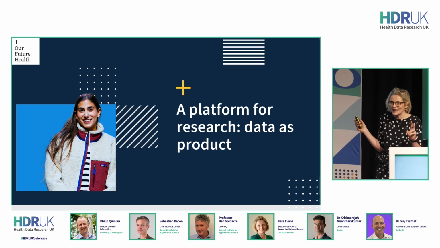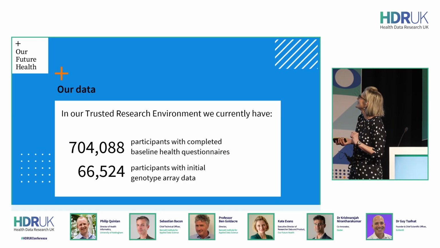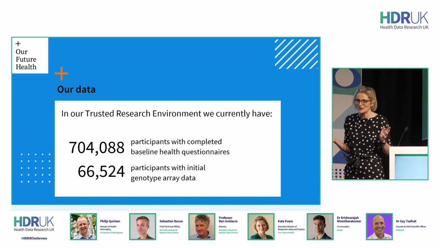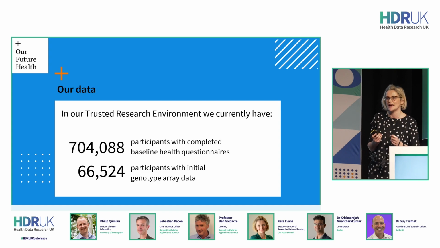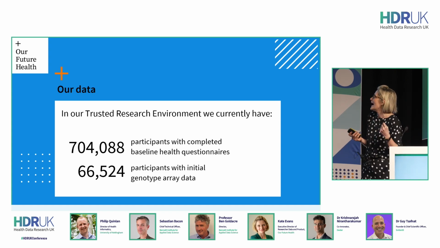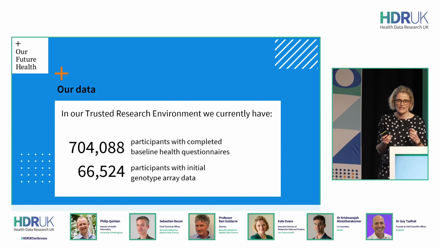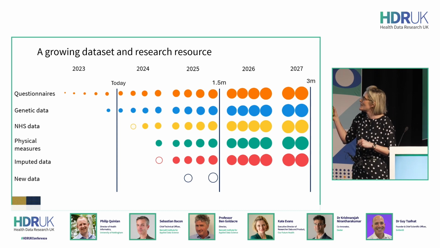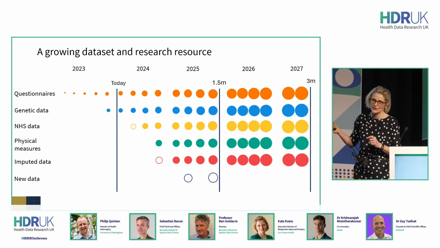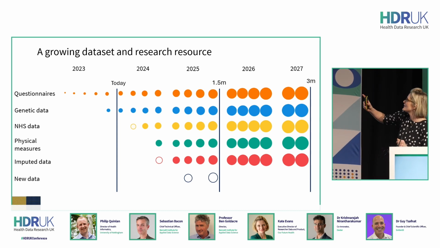So the bit that I get excited about, the data. So where we are today, in our trusted research environment, we have over 700,000 completed questionnaires from our participants and over 60,000 participants with initial genotype array data. But we're very much at the foothills of our program. We've only just started. So this is what we look like over the next sort of 3 to 4 years or so.